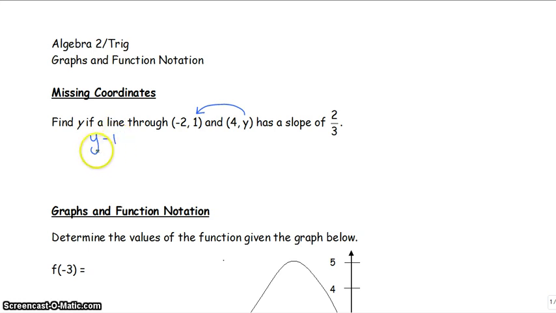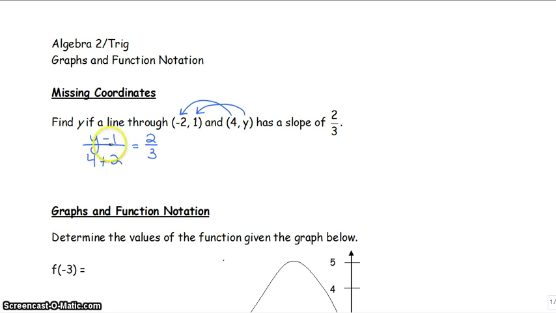In this case, y2 is y. So on top we've got y minus 1. On the bottom, we've got 4 minus -2, which is a +2. And we set that equal to our slope. In this case, we know our slope is 2/3. So everything starts the same way.